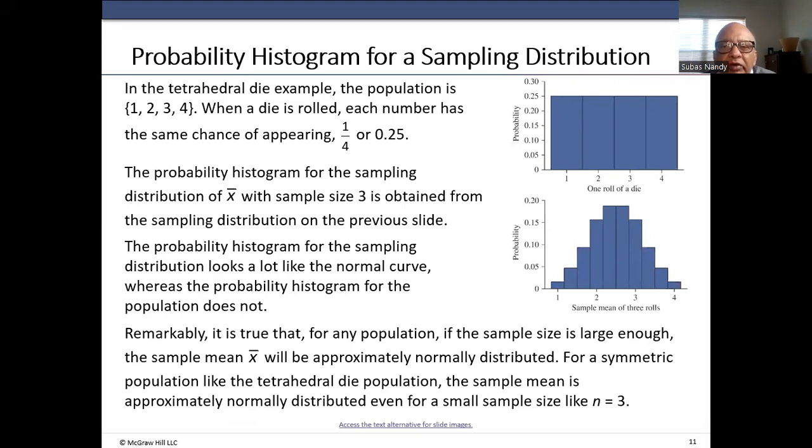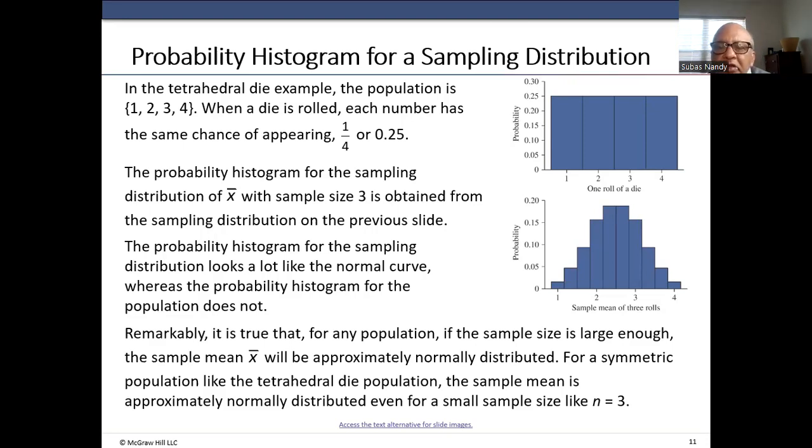So on the top, you have the values of X. Remember there are 4 sides, 4 numbers: 1, 2, 3, and 4. The corresponding probability for each of them is 0.25. So on the top, you have the probability distribution of the population of 4 numbers, each having a relative frequency of 1/4 or 0.25. That's why it's a uniform probability distribution for the population on the top. Now from that, you're drawing samples of size 3. And in the bottom diagram, on the horizontal axis you have the X bar values, and on the vertical axis you have the relative frequency.